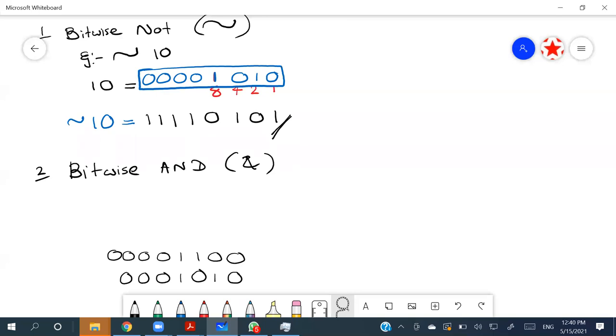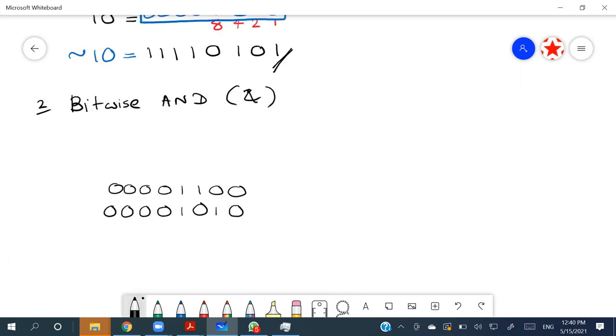So this represents 12, this represents 10. Right, so my bitwise operation is in between 12 and 10. First I'm going to write what is 12 and what is 10. So this is 12 and this is 10. How we are going to recognize that these are the place values we got: 8 plus 4 is 12, 8 plus 2 is 10, right?